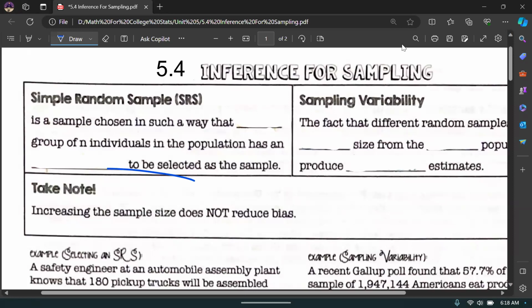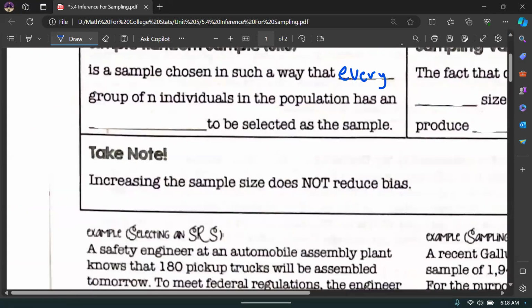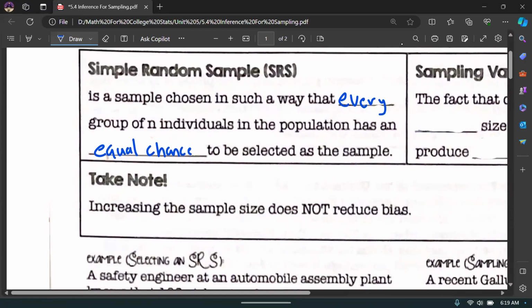So a simple random sample, basically just like a random sample, is a sample chosen in such a way that every group of n individuals in the population has an equal chance to be selected as the sample. We talked about this before. This is the ideal situation for sampling a group. No bias here. You take everybody's name in a hat and pull names out, or use a random number generator, different ways of doing this. But that's a simple random sample.